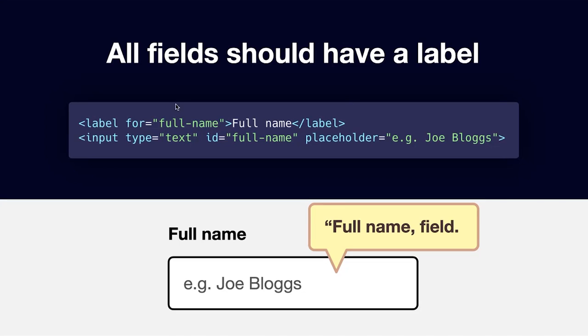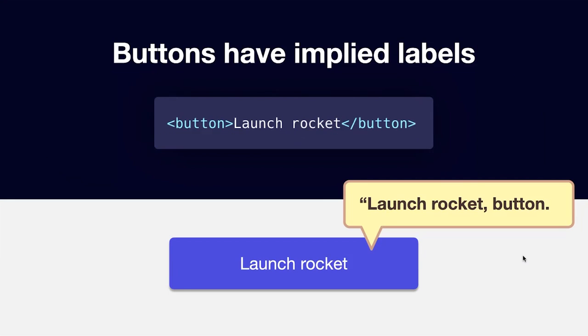So you typically have code where you have a label tag that says, I'm a label, I am for this other thing, this is my text, and then you have the field, and that says this is my ID, full name. So that just links this label with this input. Nice and straightforward. Hopefully that's obvious and you're already doing that.